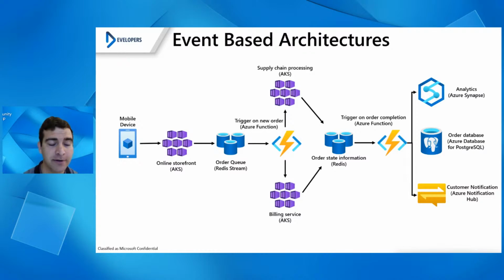So then you can trigger analytics from Azure Synapse. You can trigger your database as a source of truth. And then you can trigger notification hubs to tell the customer that the order, in fact, was processed. So it's a cool way to use multiple Azure services combined together in a push configuration rather than a polling configuration, which has, of course, benefits.